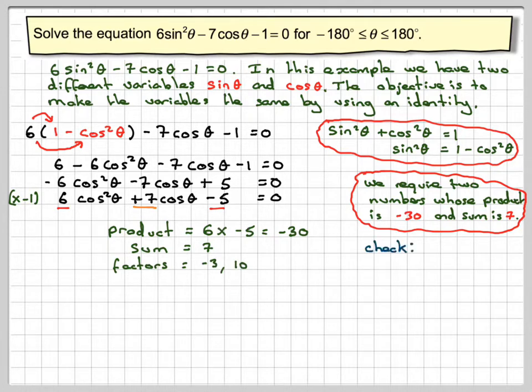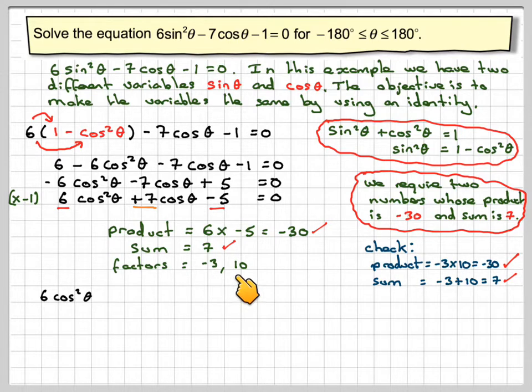Now we can check those two numbers. The product will be minus 3 times 10, which gives me minus 30, so that agrees. And if we add those same two numbers together, minus 3 plus 10, we get plus 7, that's what I wanted. So those agree. And now we take the quadratic and write down 6 cos squared theta, but we split the middle term up into minus 3 cos theta and plus 10 cos theta. Now you can write those round either way, it won't matter. Don't forget the minus 5 is equal to 0.